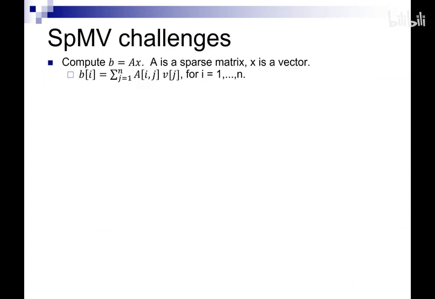Now let's look at why it's hard to do SpMV, especially on GPUs. Just to be concrete, what we're trying to do is, given a sparse matrix A and a vector X, compute A times X. If the output is B, then the ith entry of B is just the ith row of A, dot product with the vector X. Sorry, this should be an X over here.